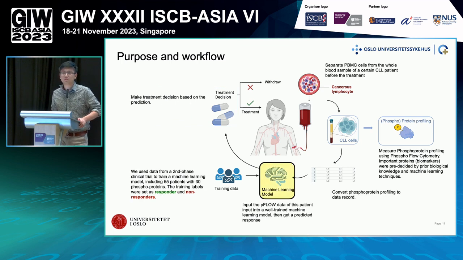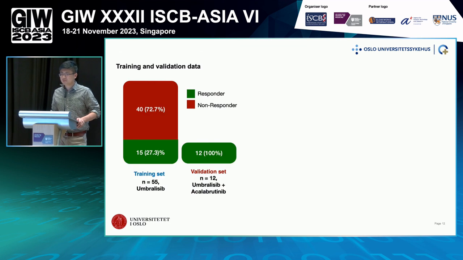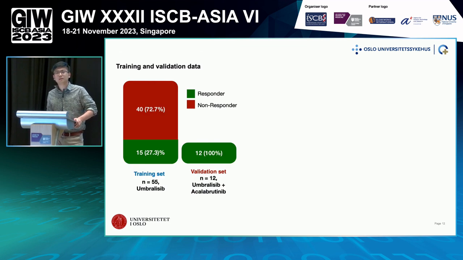We have talked about so many things, but the key of the whole project is this machine learning model, right? So here are the training data and the validation data. As I said, this data is from a clinical trial. So there are pros and cons. The pro is that the data is very true and it can be directly applied on patients. However, the con is that we don't have so many patients and you cannot force patients to take your drug, right? In the training set, we have in total 40 non-responders and 15 responders.